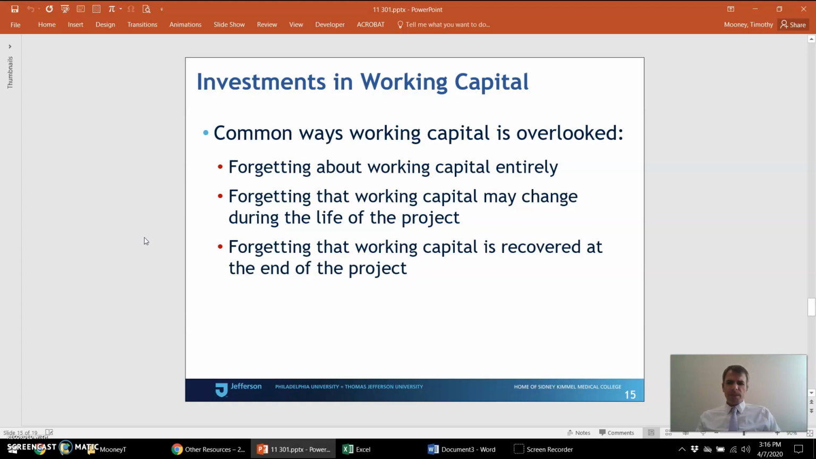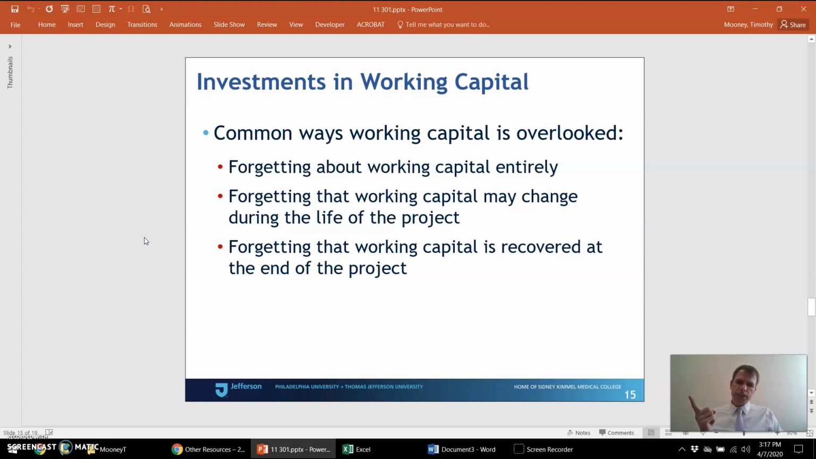So, a typical project, when it gets up and running, requires some working capital to get started. And then working capital is sort of level for the life of the project. And as the project gets to the end of its life, it kind of declines towards the end. So as long as we consider those incremental changes in working capital, I think you'll be all right.